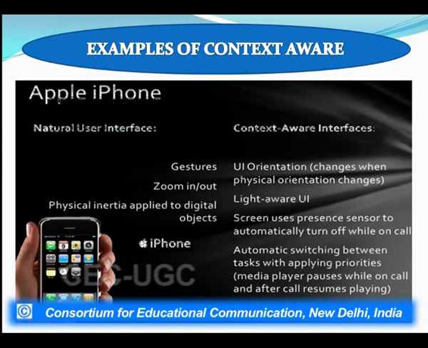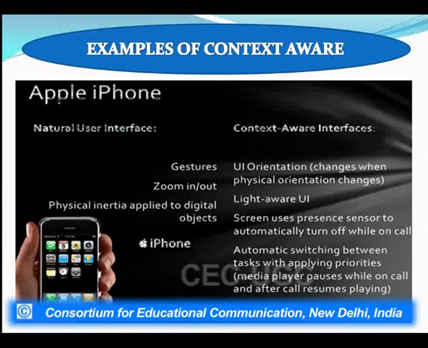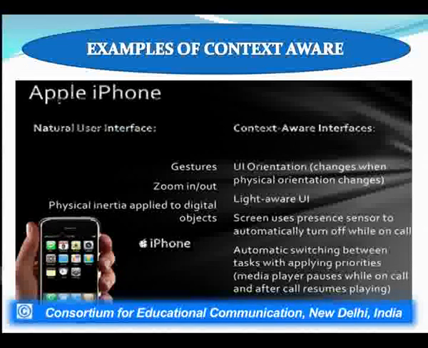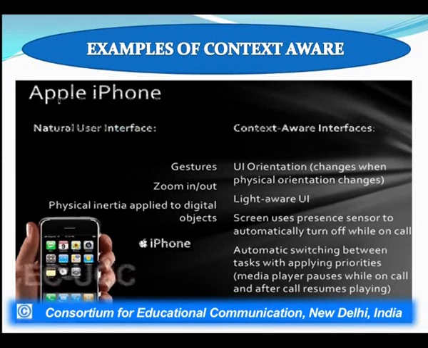and if you change the location or the angle of the mobile phone, the interface would change, and it is light aware also. Light aware means if the intensity of the light is changing, then the user interface is changing. Immediately it is capturing the information of the light, or the information of the orientation, and it is changing accordingly.